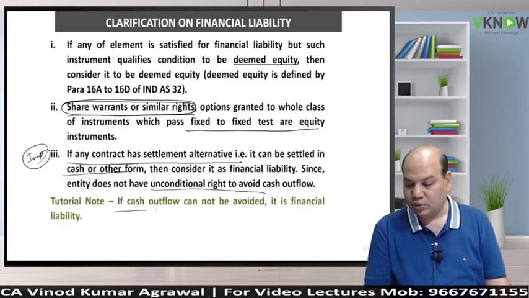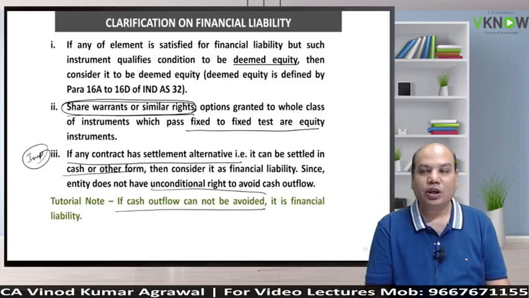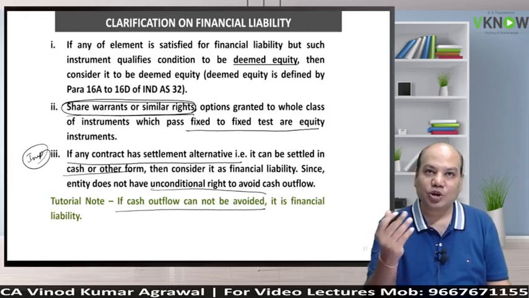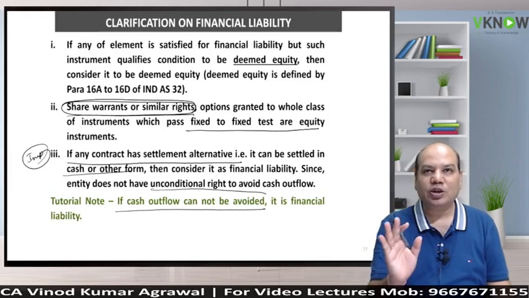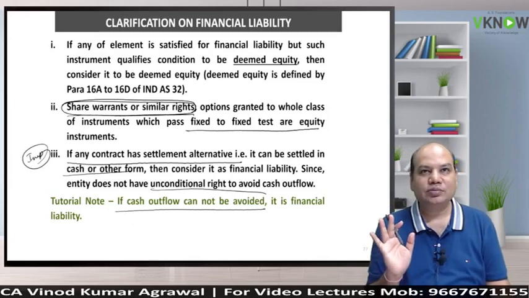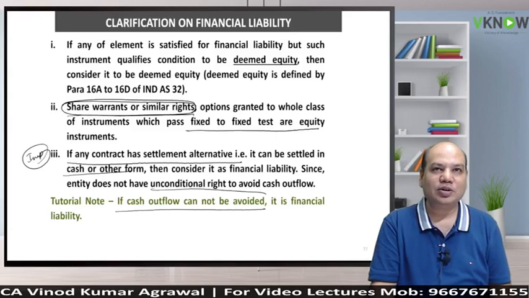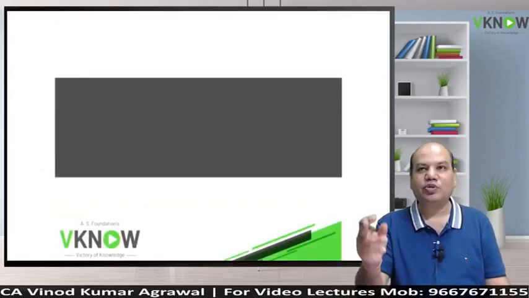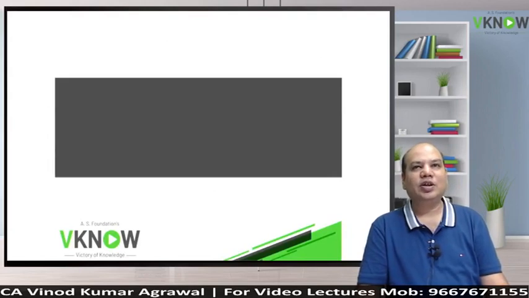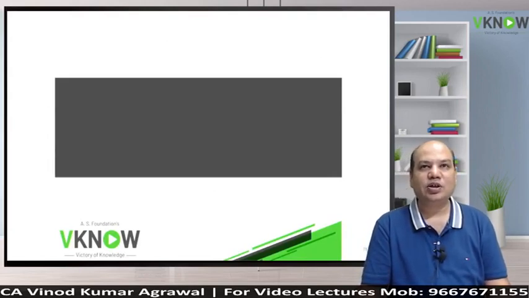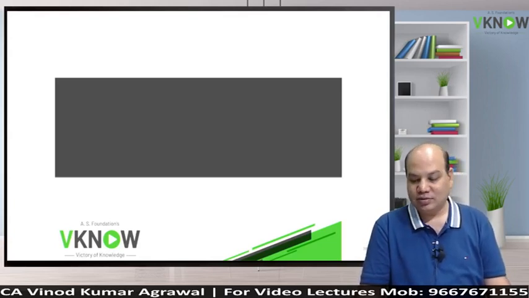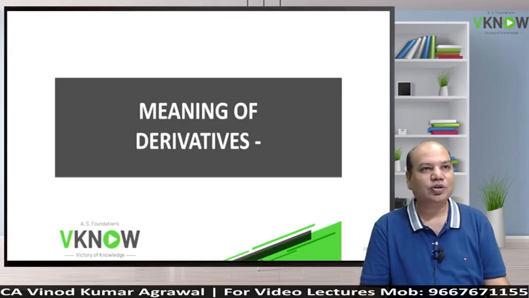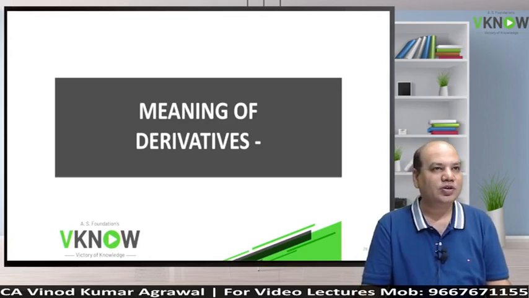So a very thumb rule is that if you have a contractual obligation to pay cash which cannot be avoided, it is a financial liability. It is a financial liability subject to the exception given in para 16A, 16B, 16C, 16D of Ind AS 32, deemed equity. Other than that, a contractual obligation to pay cash which cannot be avoided is a financial liability. So in the exam, that is a simple test you have to perform.